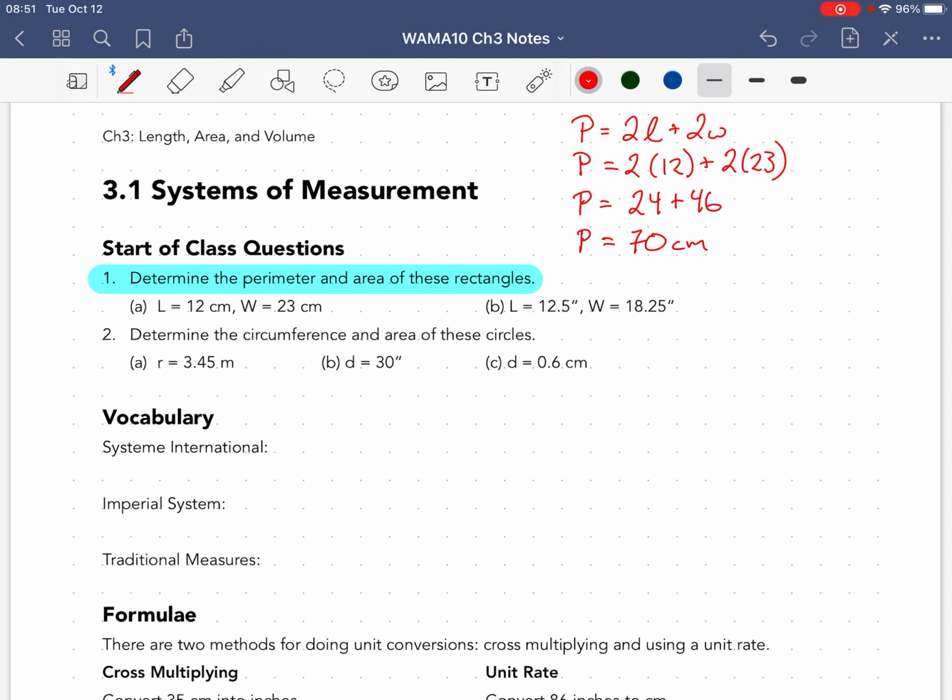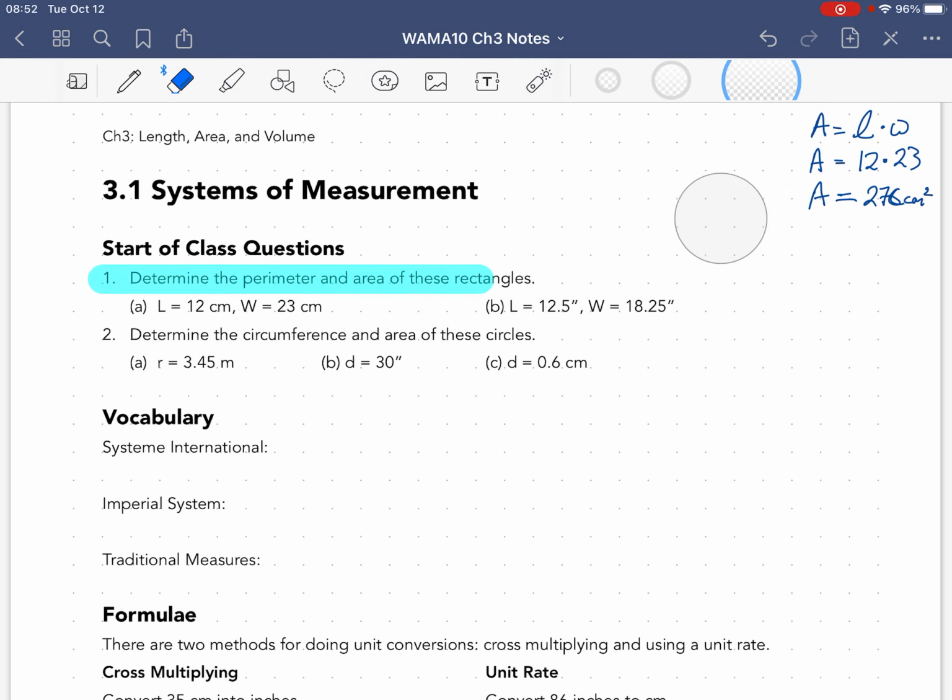Now we're just going to do letter A here. So area of a rectangle is equal to length times width. Area is equal to 12 times 23. So area is equal to 276 centimeters squared. So always do this anytime you do a formula question. I am expecting this on tests and quizzes for your formula work to look like this.